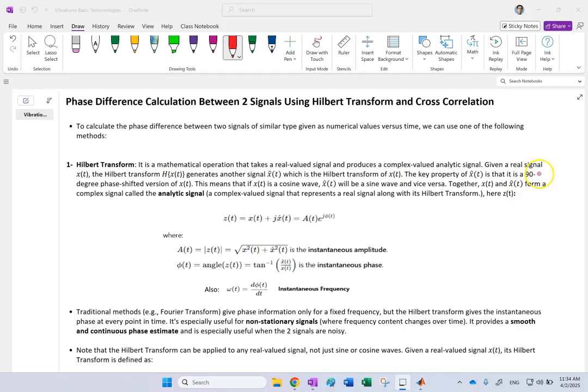Hello everybody. In this video, I want to talk about something that is relevant to one of my previous videos, and that is calculating the phase difference between two signals. So if I have one signal and another signal, let me show you what I mean.